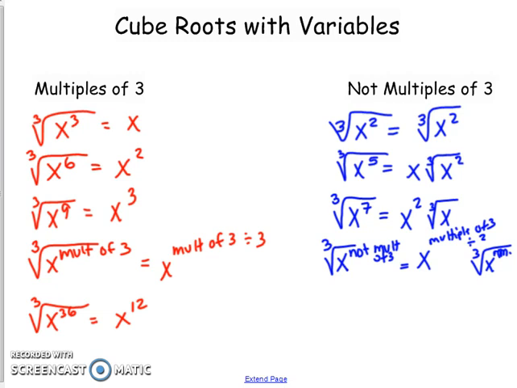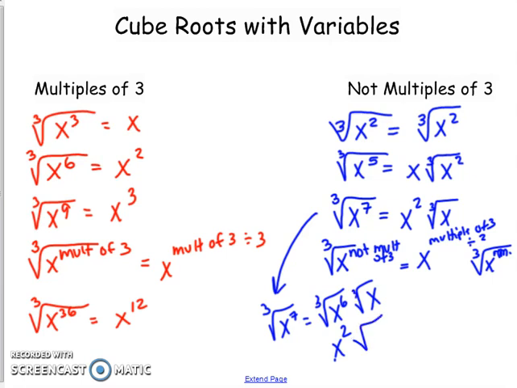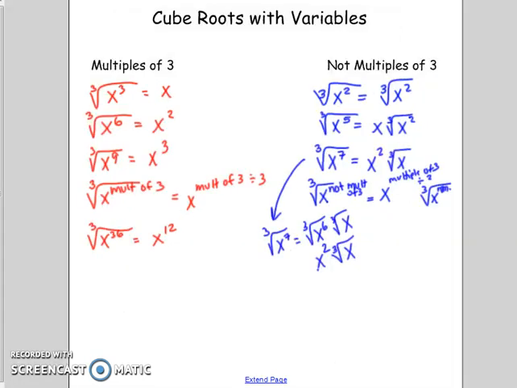Okay, so let's look at that one again. So we had the cubed root of x to the 7th. We can bring this to be the cubed root of x to the 6th and the cubed root of x, because x to the 6th and x is going to be x to the 7th. Since 6 is a multiple of 3, 6 divided by 3 is going to give me x to the 2nd, and then I have this x left over. Okay, so that's how I got my answer.